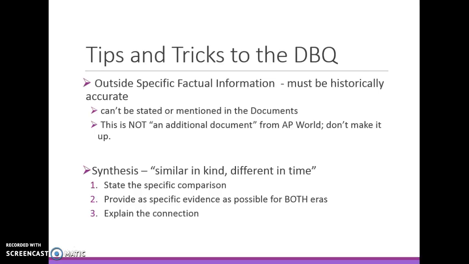So if you look at the 1920s DBQ, you could talk about the Emergency Quota Act of 1924 that talked about limiting immigrants to the United States. That would be outside specific factual information. But you also need to explain it and still support it to your thesis.